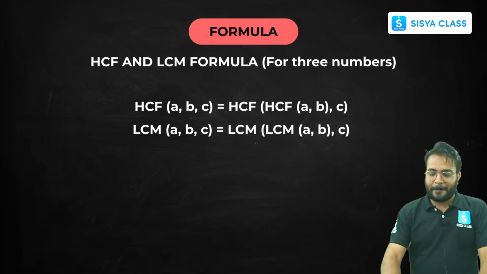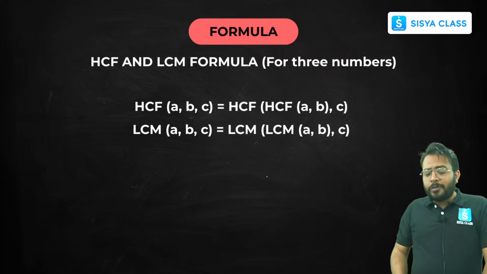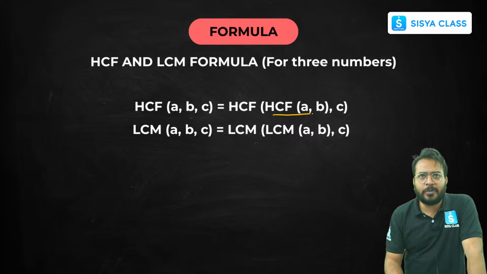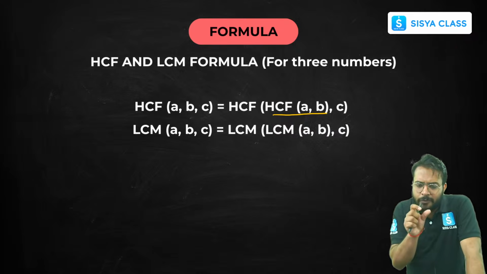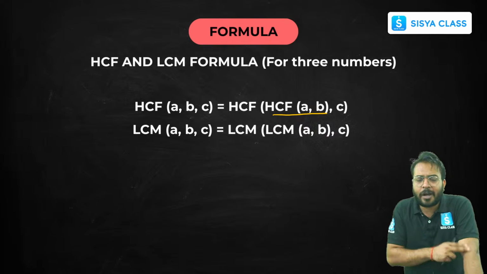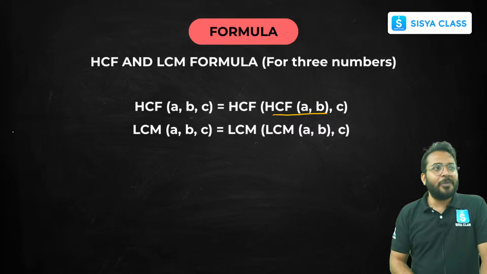Now for three numbers, if I want to find the LCM and HCF of three numbers, first you can find the HCF of two numbers. Whatever HCF you got, again you can take the third number and find the HCF. Let me take one example, then it will be more clear for you. Suppose I take 6, 9 and 24.